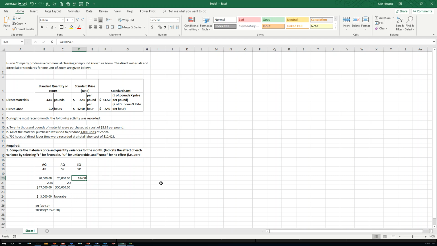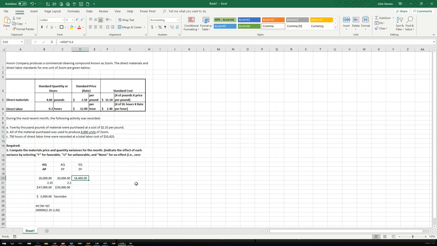That's how much material. Let's see, they produce a commercial cleaning compound known as Zoom. So that's how much direct material I should have used manufacturing 4,000 pounds of Zoom. Well, you can see I actually used 20,000 pounds. So then, do you see that SP? That SP doesn't change from here to here. So whatever the SP was over here, it's going to be over here. In other words, I'm isolating the pricing part. I don't care about the pricing part. I just wanted to know about the quantity. So I'm going to just take that over here.